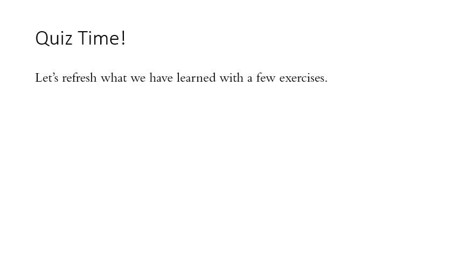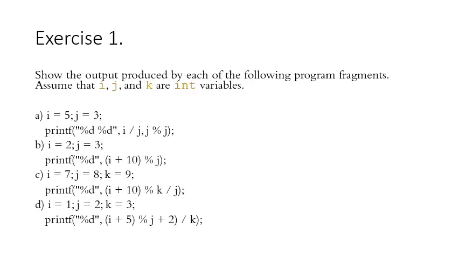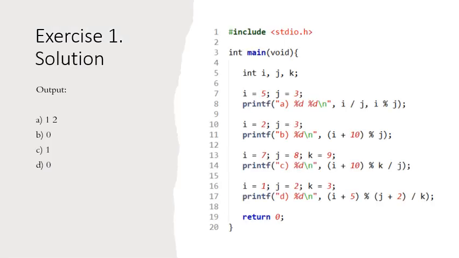So first, let's refresh what you have learned with a few exercises. We show the output produced by each of the following program fragments, assuming that I, j, and k are integer variables. For example, we have 4 items. So let's just move to the next slide. Okay, so for the first one, we simply have to copy the code fragments earlier and paste them in our C program.